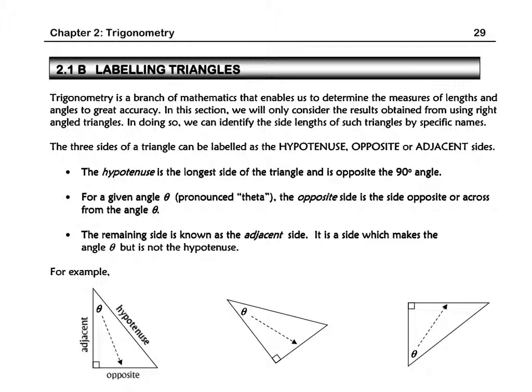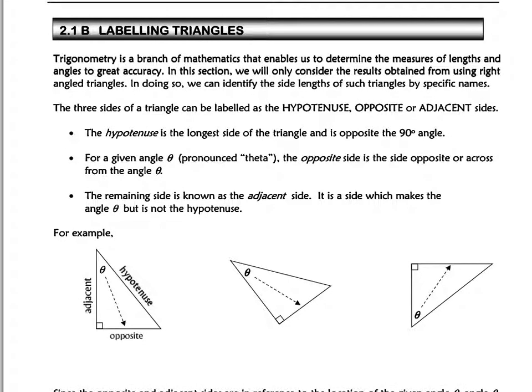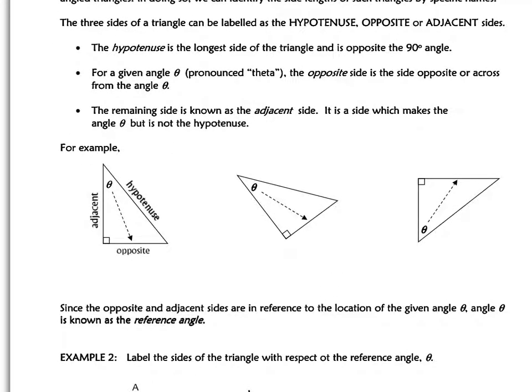So if you're coming from the angle that's marked theta in the diagrams below, the opposite is the one that's across from the angle, and the adjacent is one of the sides that makes up the actual angle labeled theta, but it will be the side that isn't the hypotenuse. One of the sides will always be the hypotenuse and the other one will be the adjacent. So we're going to get some practice in labeling the opposite, the adjacent, and the hypotenuse in right triangles.